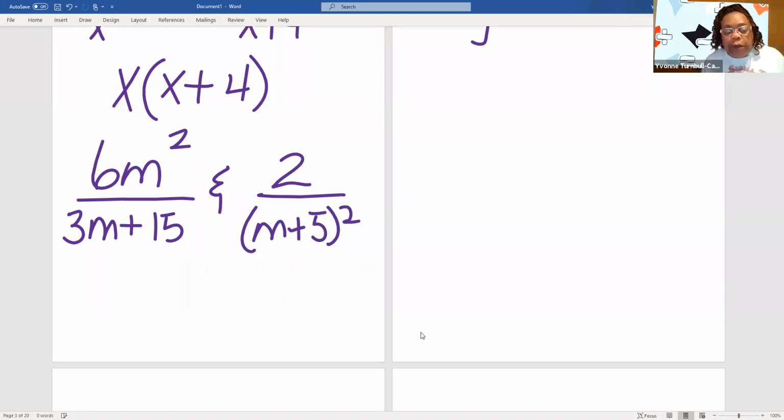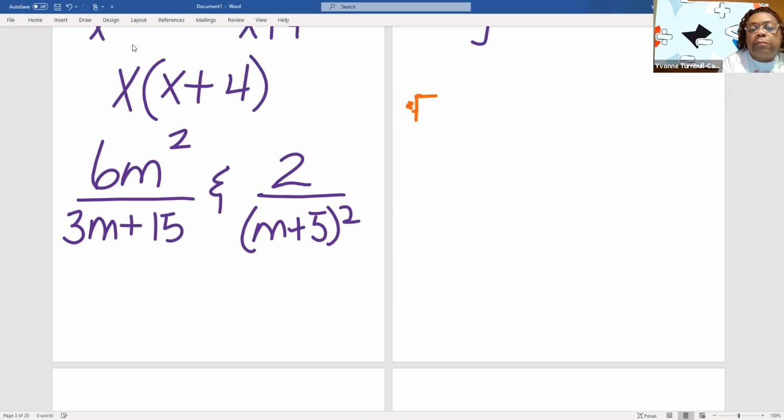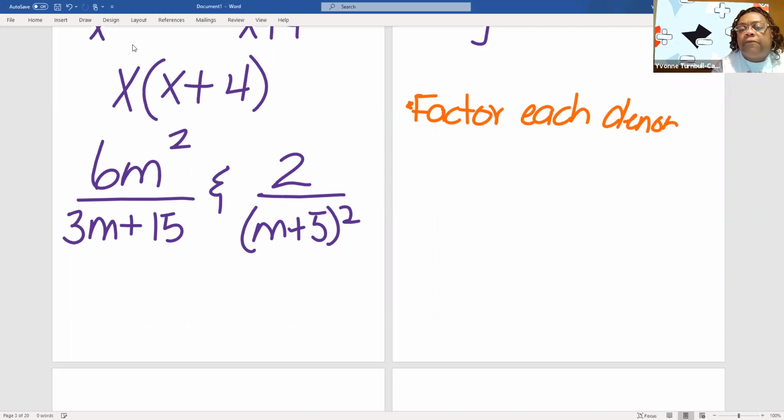Now, this is where you really are going to be challenged to understand the different steps. My first denominator is 3m plus 15. My second is m plus 5 squared. All right. The easiest way I can suggest is to do these two things. The first thing you want to do is factor each denominator. Factor each denom.